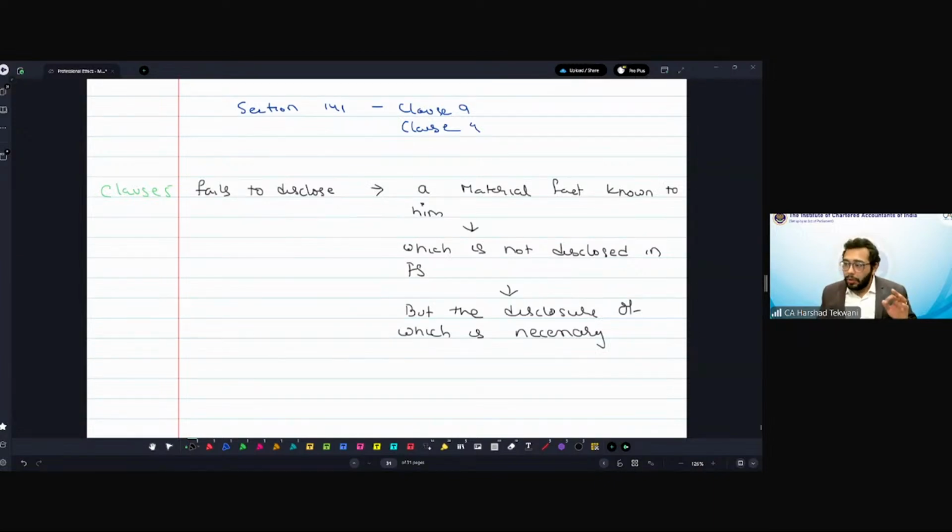Now the question that comes over here is, what is a material fact? To understand the material fact, we need to apply the concept of materiality. Material fact will be understood as per SA 320. The concept of materiality will be applied. Based on the concept of materiality, I will decide whether that was a material fact or not.